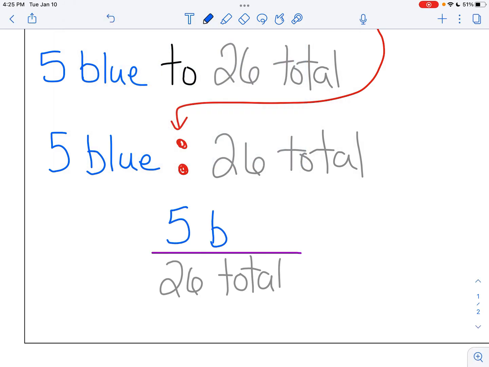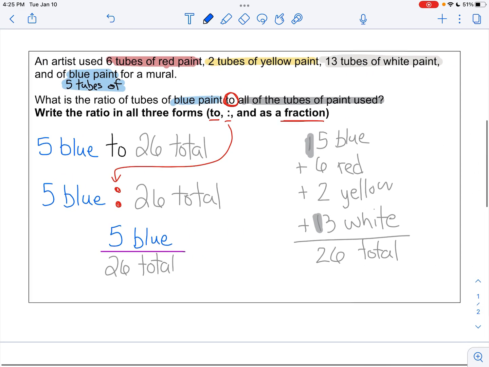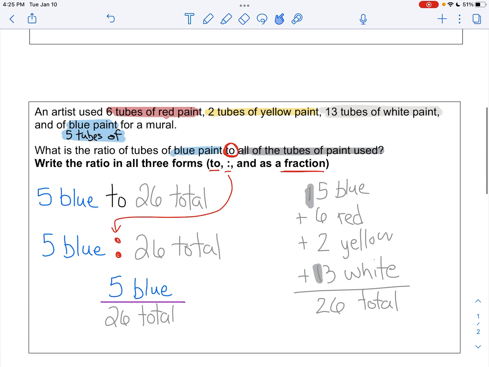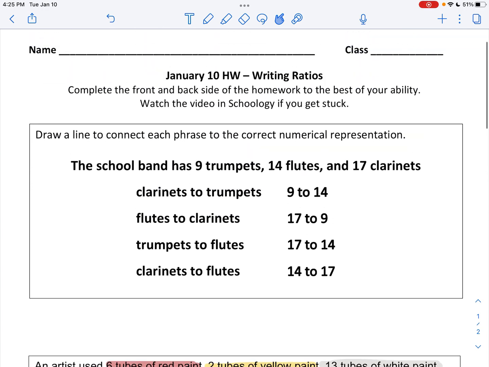Well, I sure hope you see this video because you'll be the ones getting extra credit and your classmates will be the ones who are very confused. I went a little too fast when making this homework. On the top, I did do this problem, so I am sure that this one actually works. Right? So draw a line to connect each phrase to the correct numerical representation.